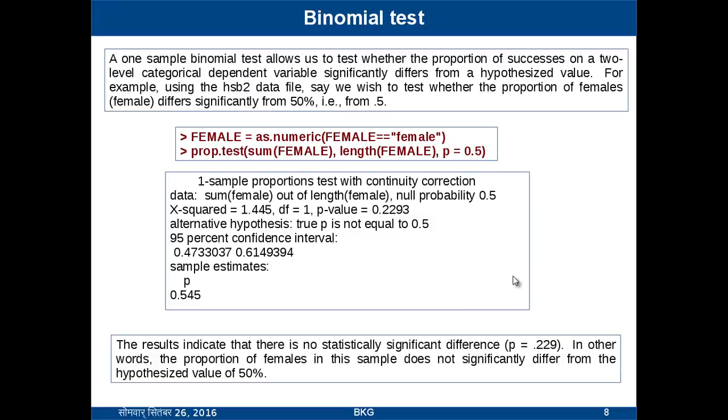Then we go for binomial test. One sample binomial test will allow us to test whether the proportion of success on a two-level categorical dependent variable differs from a hypothesized value. For example, using our HSB2 data file, we can test whether the proportion of females differs significantly from 50%, that is 0.5.